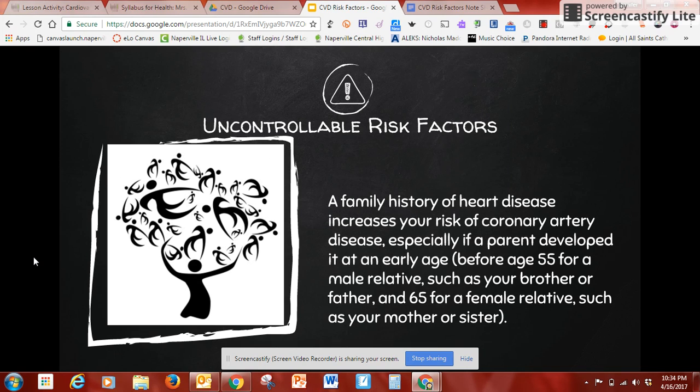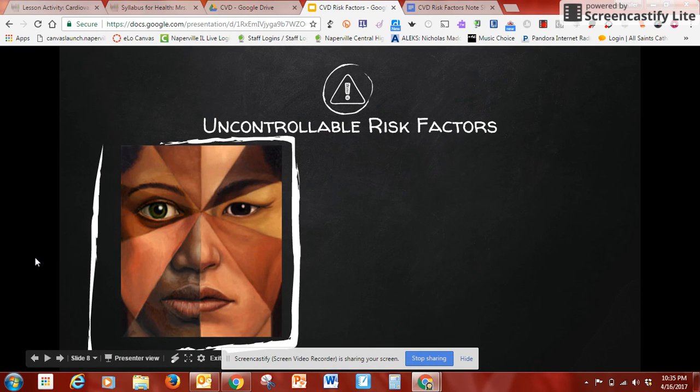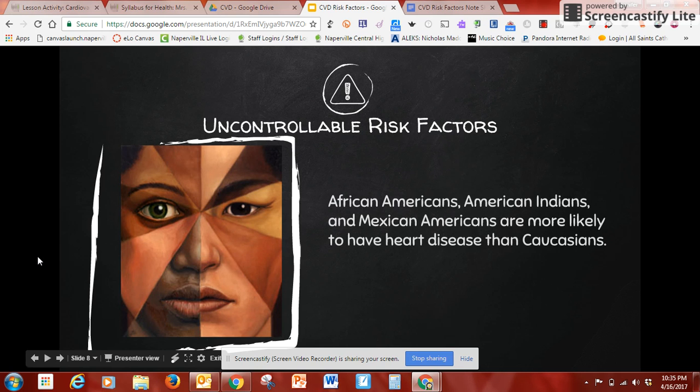A family history of heart disease is going to increase your risk of coronary artery disease, especially if you have a parent that has developed it at an early age. And when we say early age, we mean before the age of 55 for a male relative, and 65 for a female relative. Another uncontrollable risk factor has to do with race. African Americans, American Indians, and Mexican Americans are more likely to have heart disease than Caucasians.